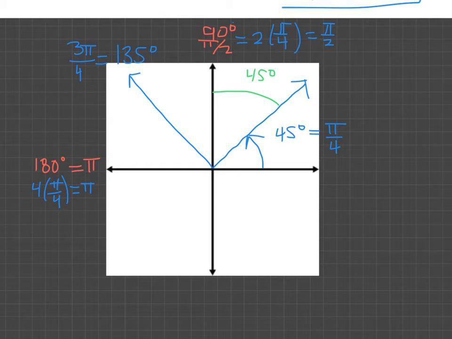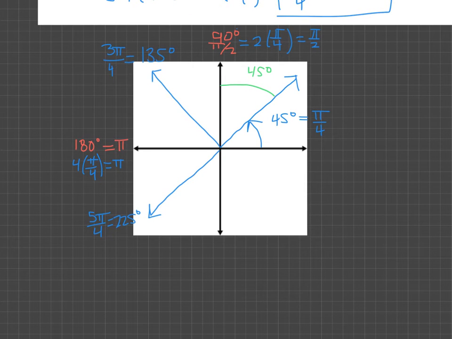So we count out another pi over 4. We go 1, 2, 3, 4, and that gets us to 5 pi over 4, the angle that cuts the third quadrant in half. 5 pi over 4 equal to 225 degrees.